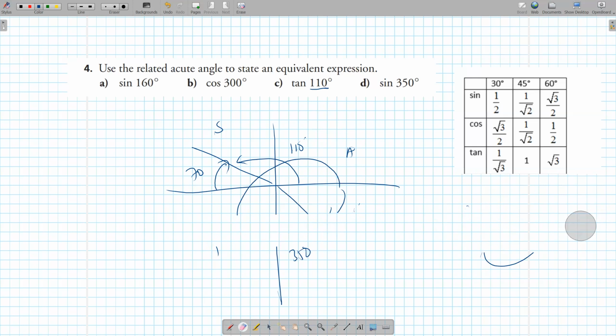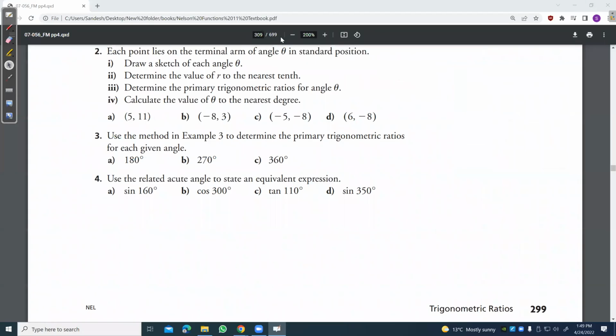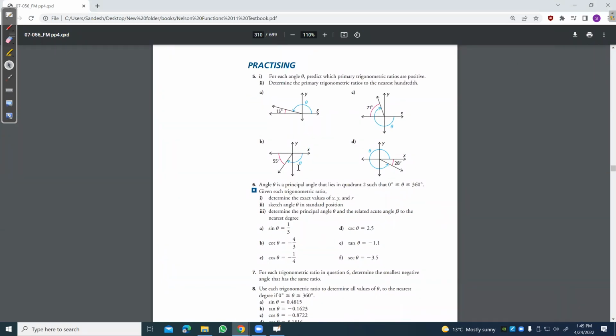Okay. So this is called the CAST rule, used for angles that are above 90 degrees. But the idea is the same. You just find a similar angle, okay?